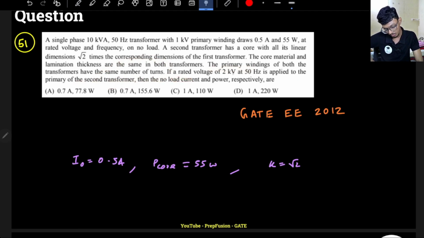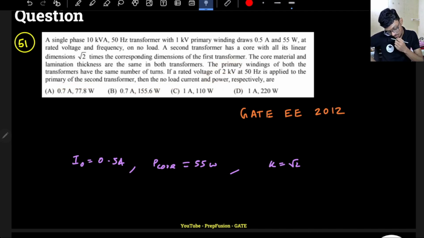If a rated voltage of 2 kilovolt at 50 Hz is applied to the primary of the second transformer, then the no load current and power respectively are. Okay, 2 kilovolt is applied at the primary of the second transformer. What will be the no load current and power?